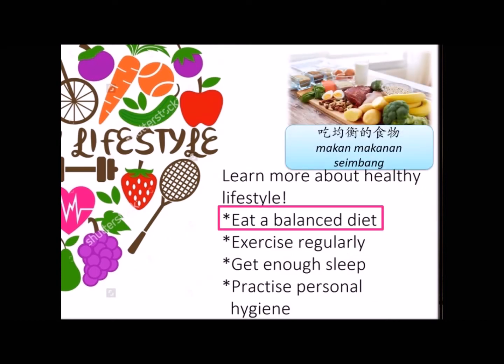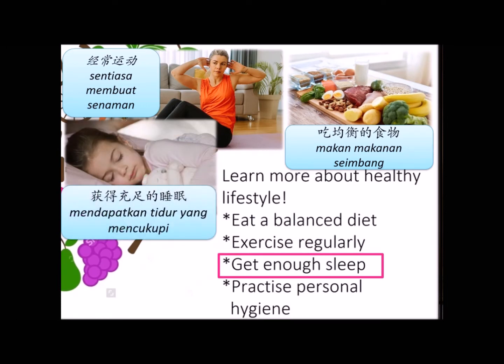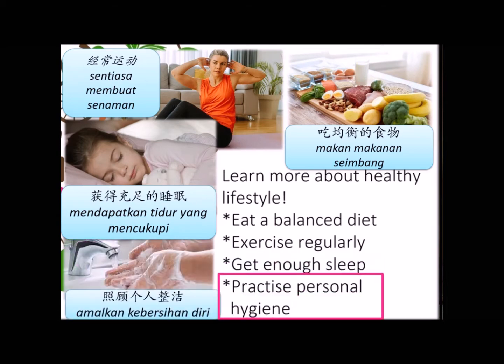Eat a balanced diet. 吃均衡的食物. Makan makanan yang seimbang. Exercise regularly. 经常运动. Sentiasa membuat senaman. Get enough sleep. 获得充足的睡眠. Mendapat tidur yang mencukupi. Practice personal hygiene. 照顾个人整洁. Amalkan kebersihan diri.